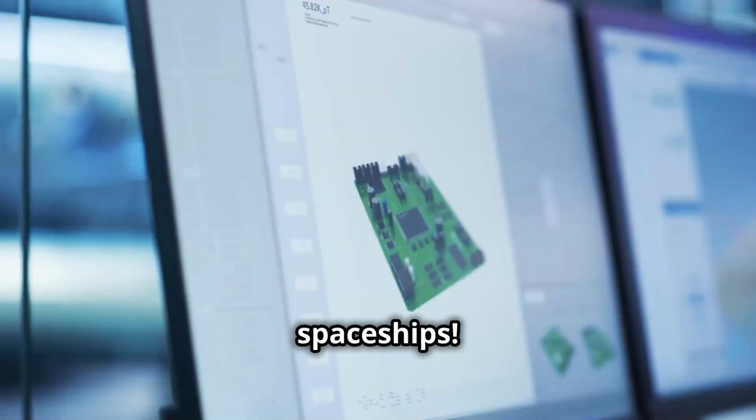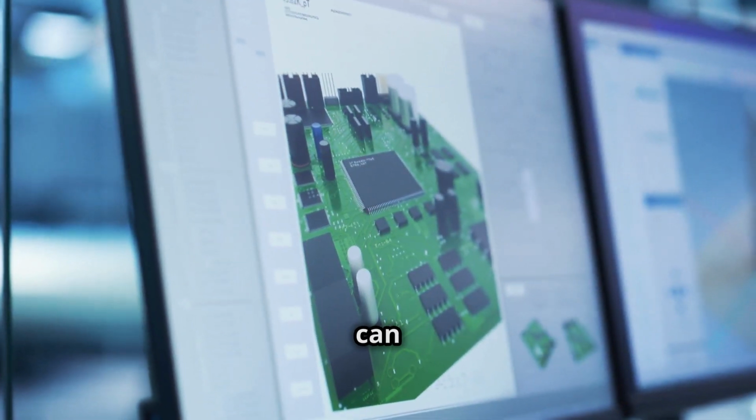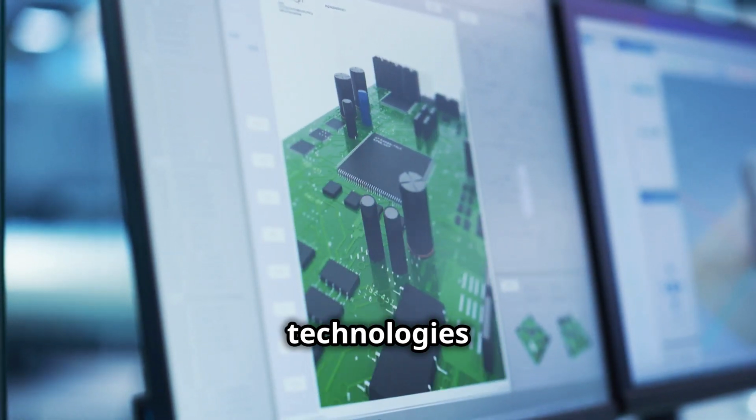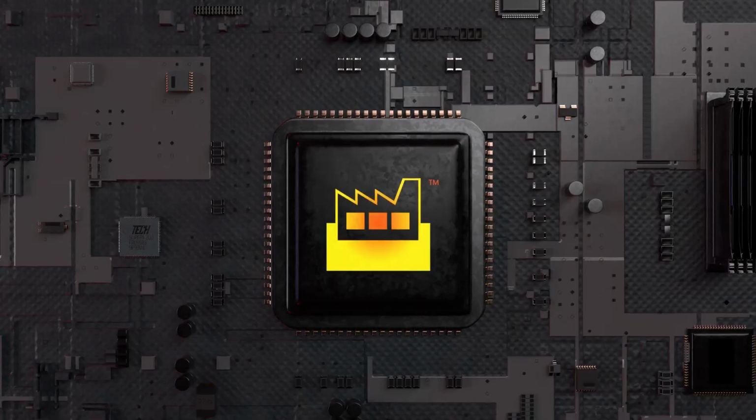and even spaceships. By mastering the flow of electrons, we can create more efficient and powerful technologies that drive our modern world.